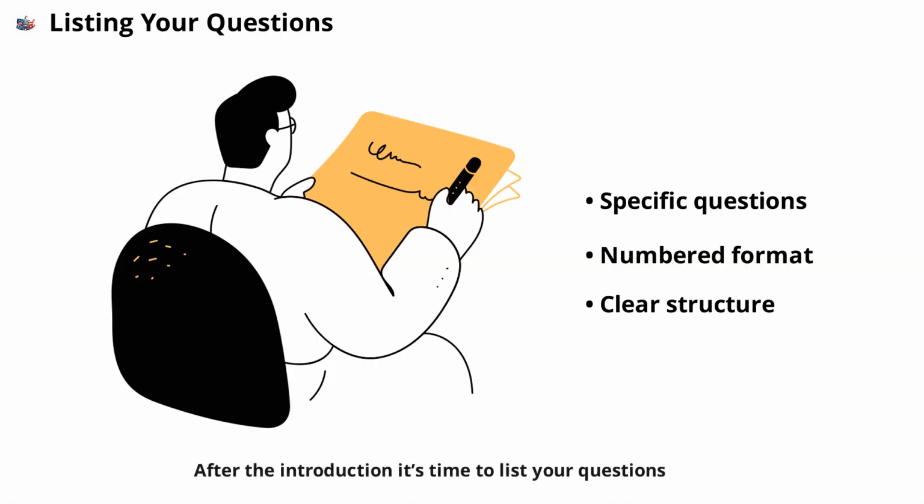After the introduction, it's time to list your questions. Be specific and direct. For example, 1. What are the technical specifications of your product? 2. What is your estimated delivery timeline? 3. Can you provide references from previous clients? Numbering your questions makes it easier for the recipient to respond to each point clearly.